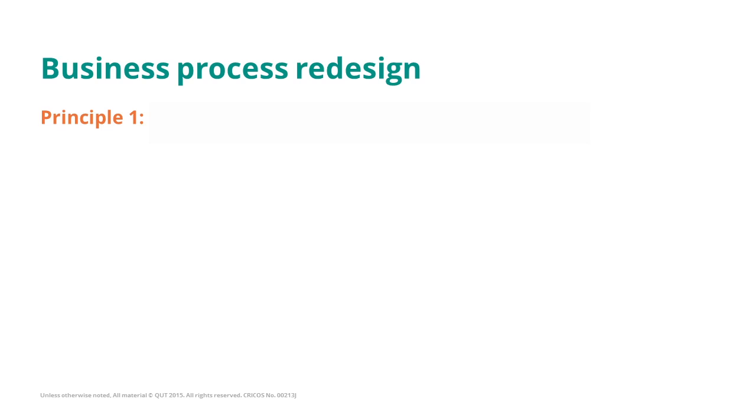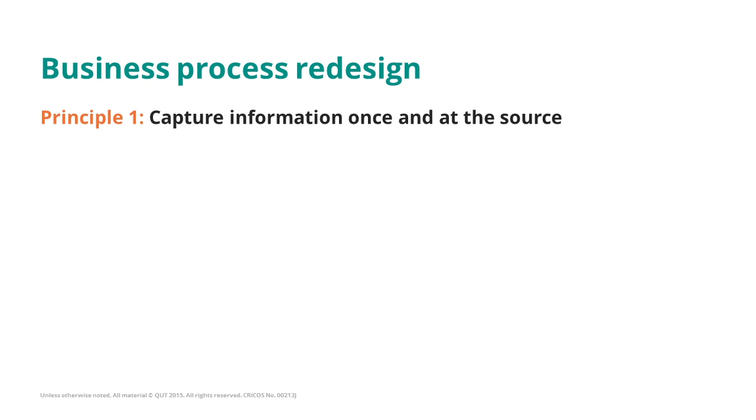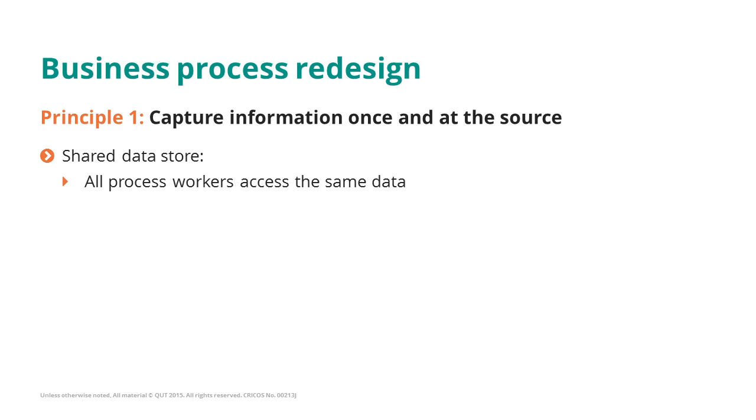Let's visit each of these principles in turn. Principle number 1 tells us that we should make sure that information is captured fresh at the moment it is produced at the source by the stakeholder who is producing it. One broad example of the application of that principle is those cases where we redesign a process around a shared data source so that all process workers have access to the same copy of the process-related data.